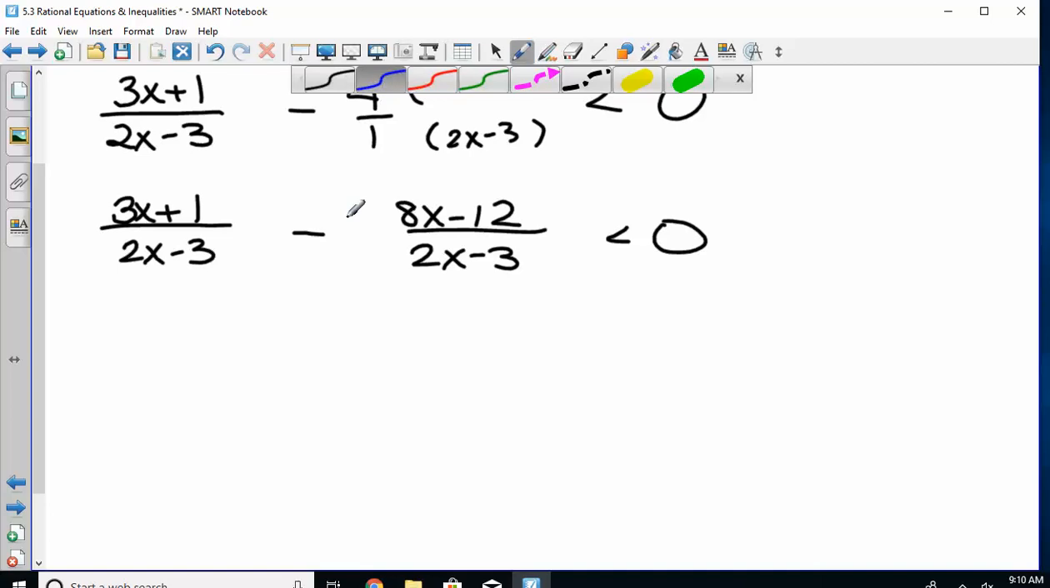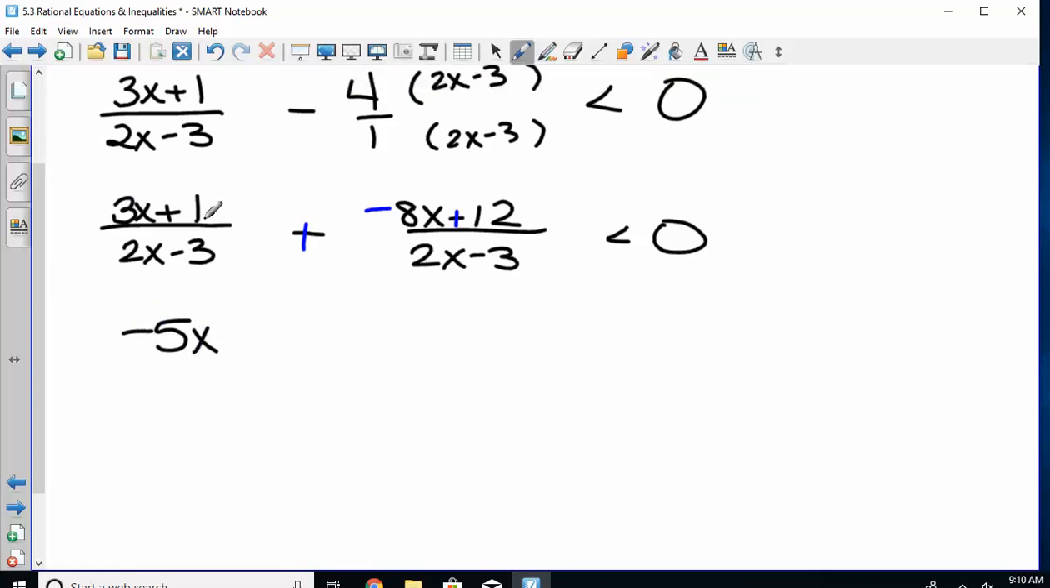Because of the subtraction, we need to distribute the negative. Combine like terms, so 3x minus 8x is -5x. 1 plus 12 is 13. Or 2x minus... Okay. From here, what do we do?